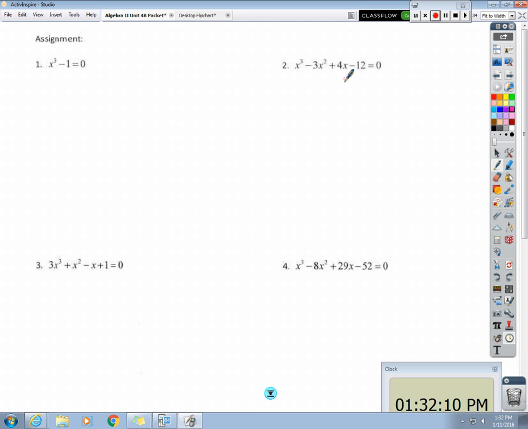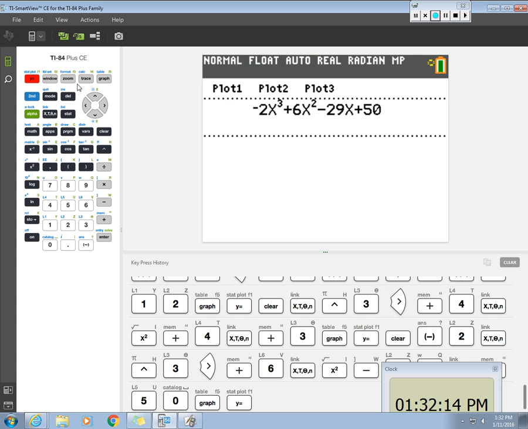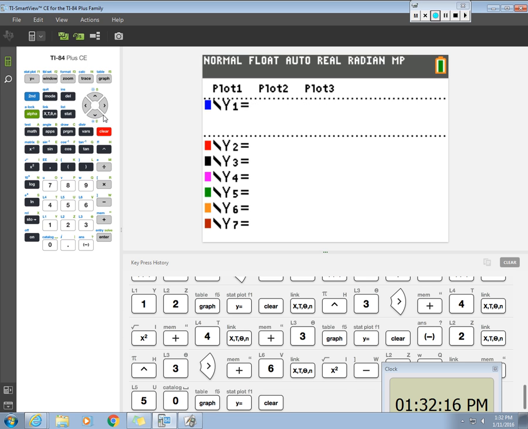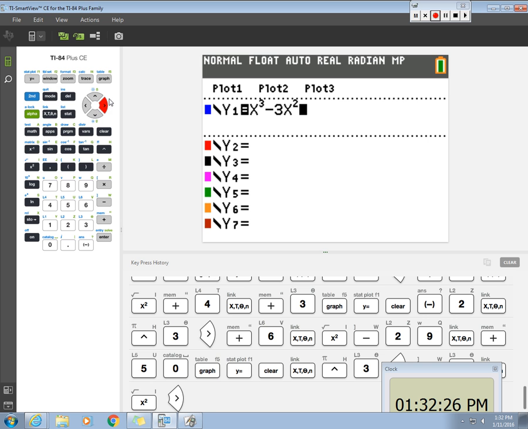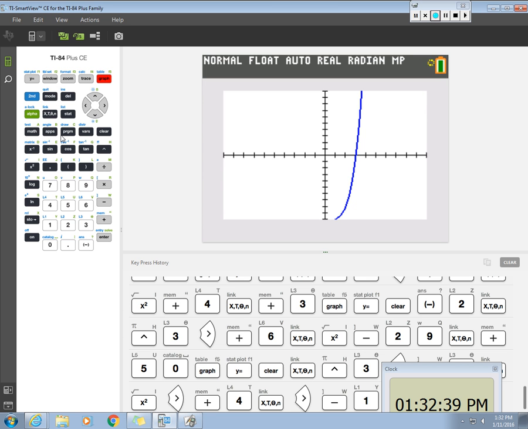What do we do first? Graph it. You have to find the one real solution. So y equals x cubed minus 3x squared plus 4x. We're on number 2. Yeah, I'm doing number 2 just because it's a little bit different. So that's why I'm doing it. Okay, then we graph it and we see that it has a 0 at 3. Okay, how do we use that 0?